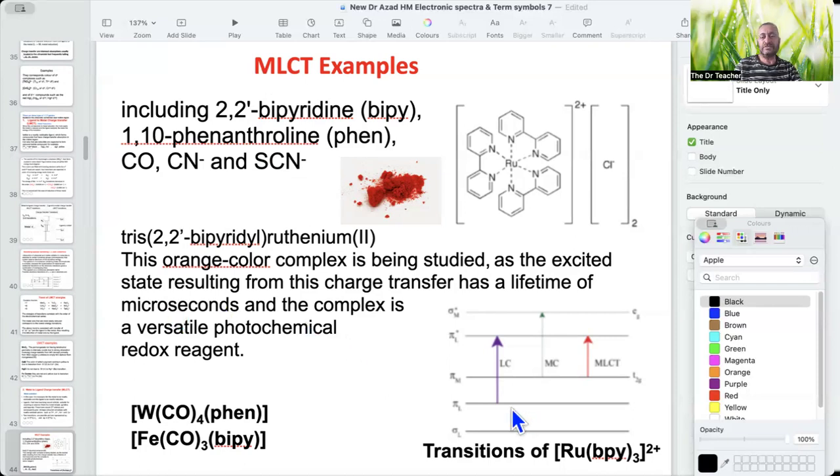And here the transition, as you see, from pi to pi star, from pi to sigma star. This is the metal to ligand charge transfer. We can see them here.